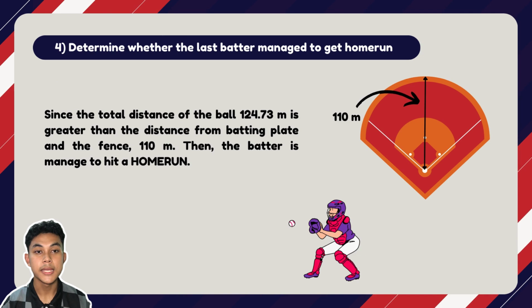The last step is we need to determine whether the last player managed to get a home run or not. So, since the total distance of the ball, 124.73 meters, is greater than the distance from the batting plate to the fence, 110 meters, then the batter managed to hit a home run.